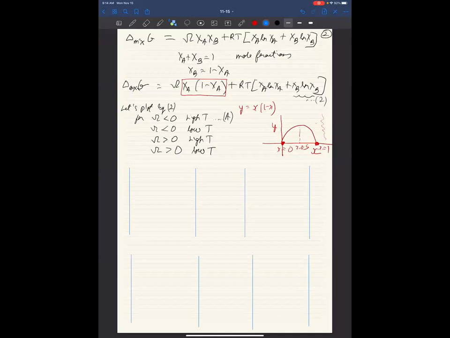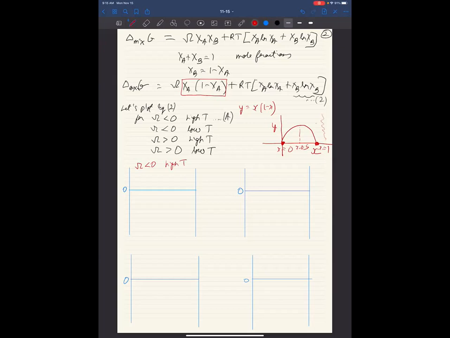Okay, and in each of these, I'm going to have a line corresponding to 0. This is my 0 line. And I will plot things. So this first one is omega negative and high temperature. Okay, now so we want to plot, what are we trying to plot?